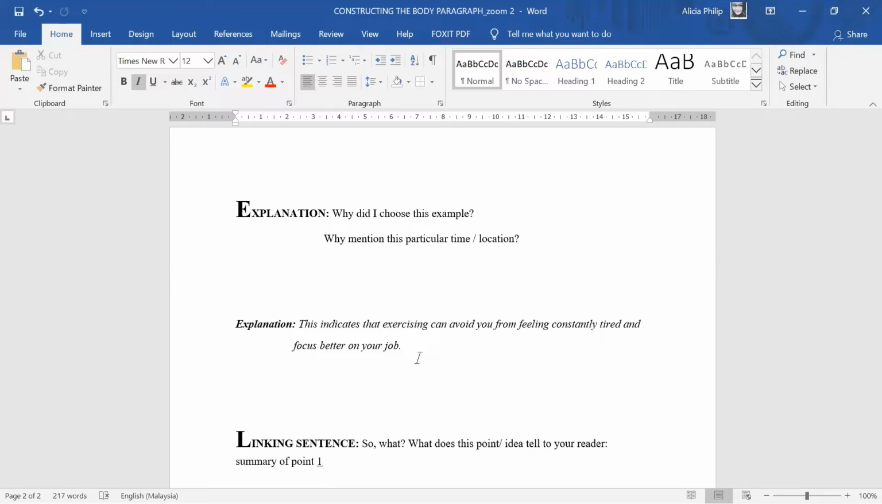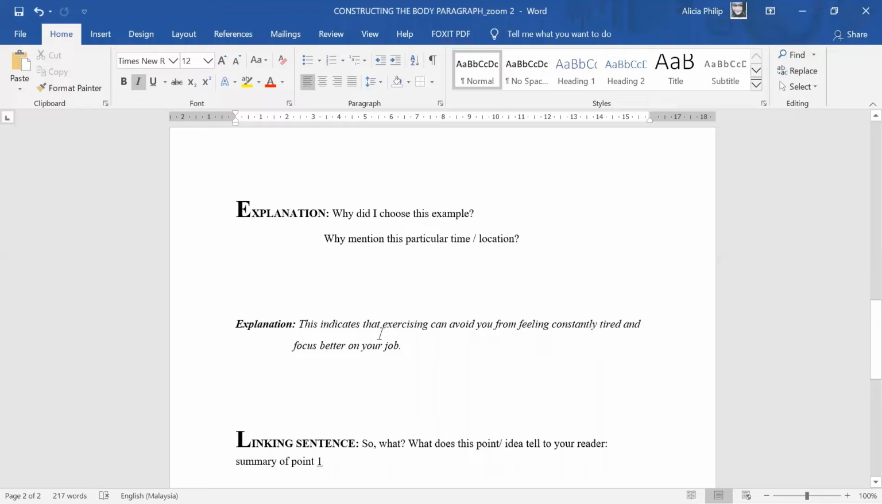For me, I've stated here that this indicates that exercise can avoid you from feeling constantly tired and focus better on your job. This is my explanation. I can also say you should exercise in the morning because before you go to your job, you can be more focused. Your brain is awakened because you have exercised in the morning, so that you can focus on your job. This is what I meant when I explained my example. So my reader would understand what I'm trying to say.